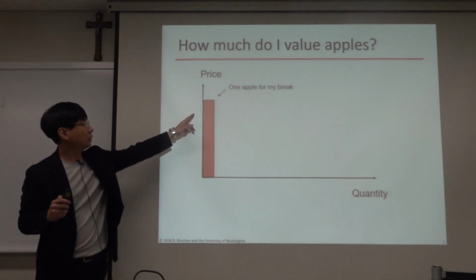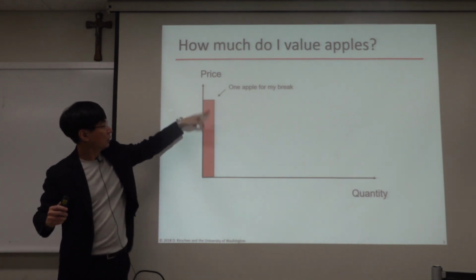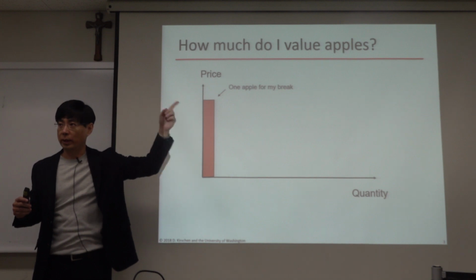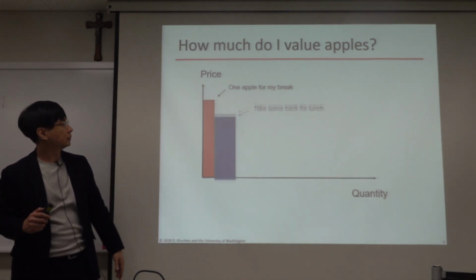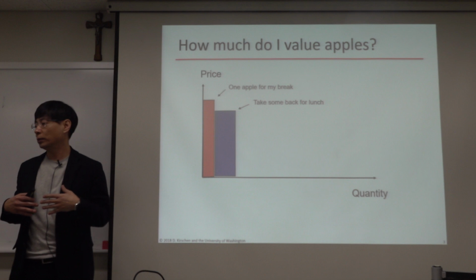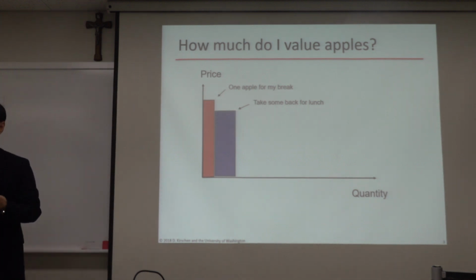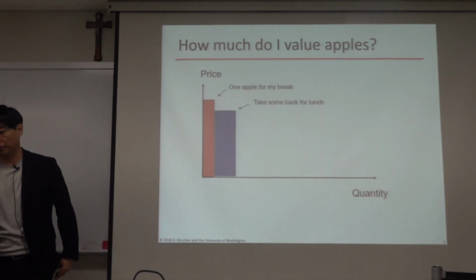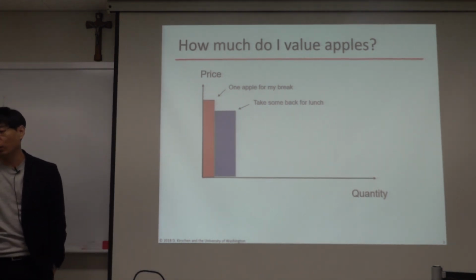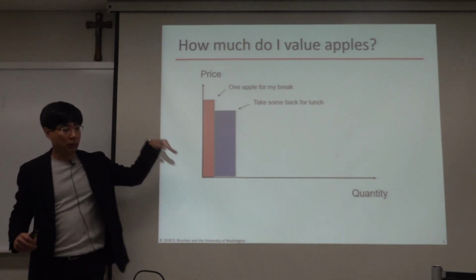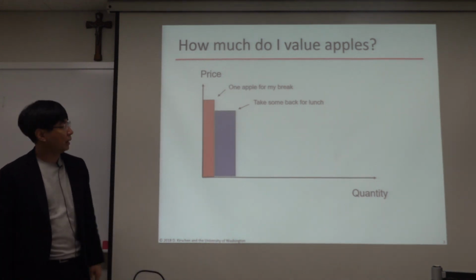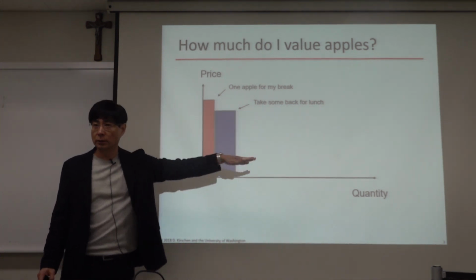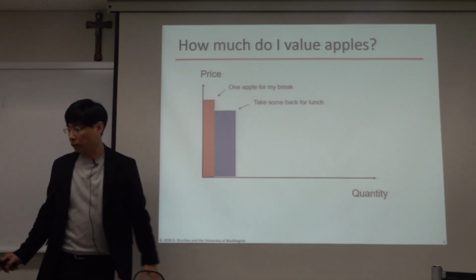For the first apple, this value is that much. That means even if this price is that high, you want to buy one apple. And if the price decreases, you may want to buy another apple. But up to this point, if the price goes down further, then you may want to buy one more apple, etc. So this is your demand curve. The demand curve, the quantity is a function of price. As you see, that's the decreasing function.